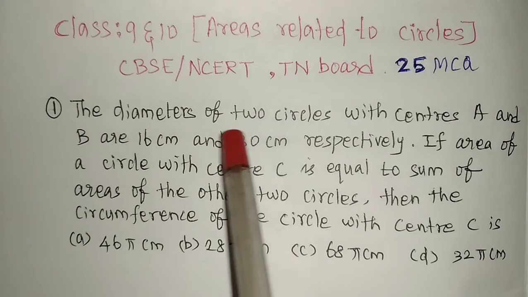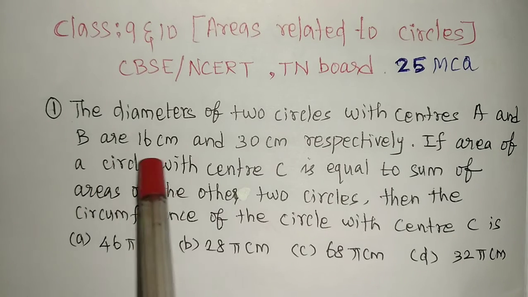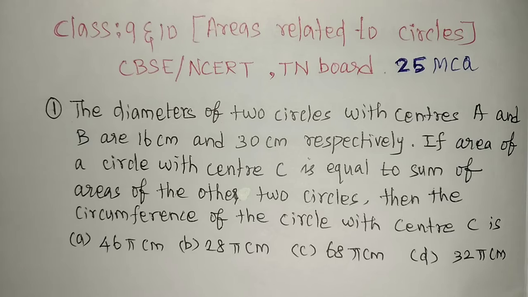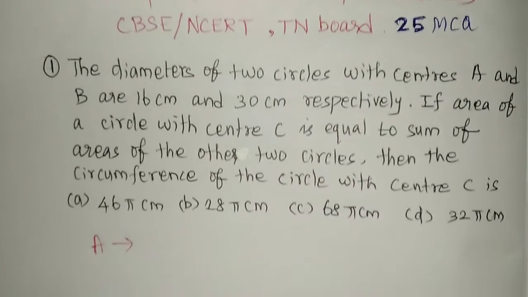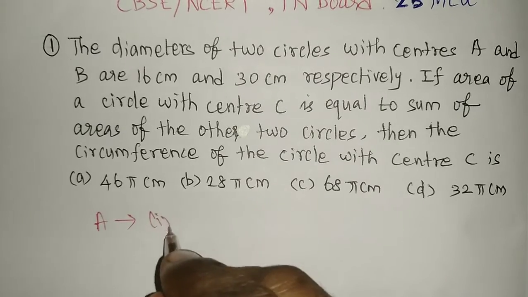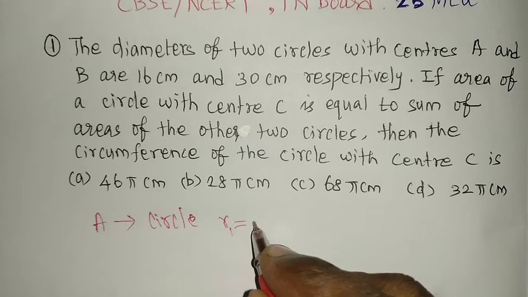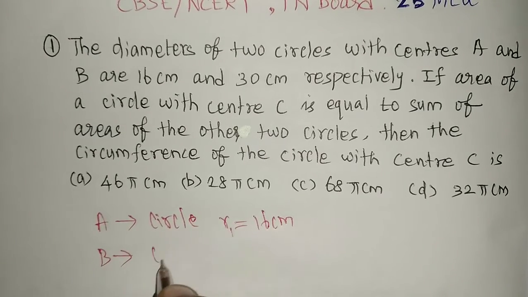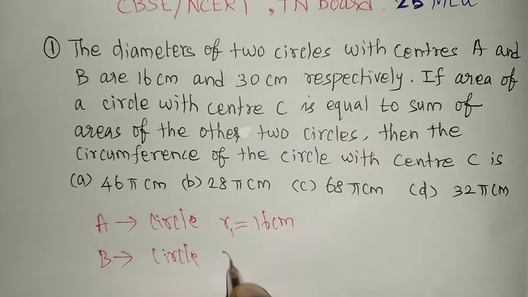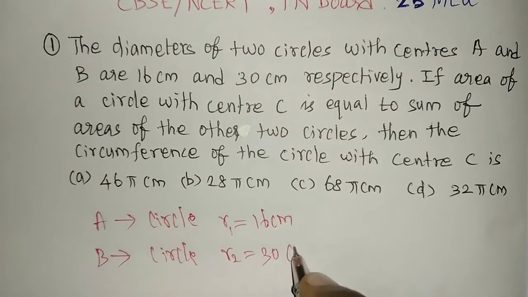The diameters of two circles with centers A and B are 16 and 30. Means we have two circles. So circle A, I'm writing here. For circle A, the radius they have given, I'm taking this as R1, 16 centimeter. Circle B, the radius they have given is 30 centimeter.